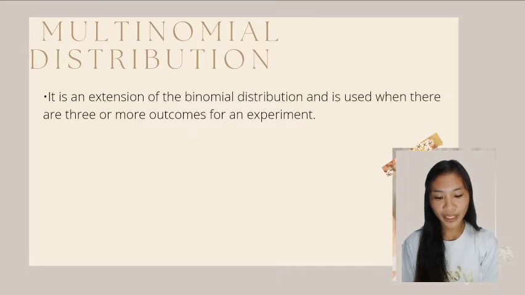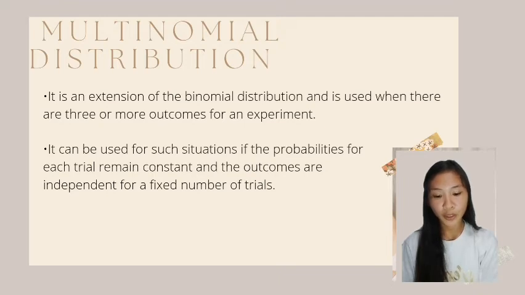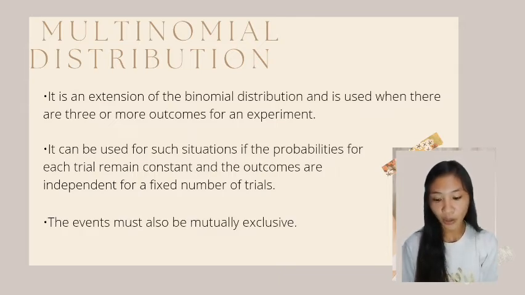Since these situations have more than 2 possible outcomes for each trial, the binomial distribution cannot be used to compute probabilities. The multinomial distribution can be used for such situations if the probabilities for each trial remain constant and the outcomes are independent for a fixed number of trials. The events must also be mutually exclusive.